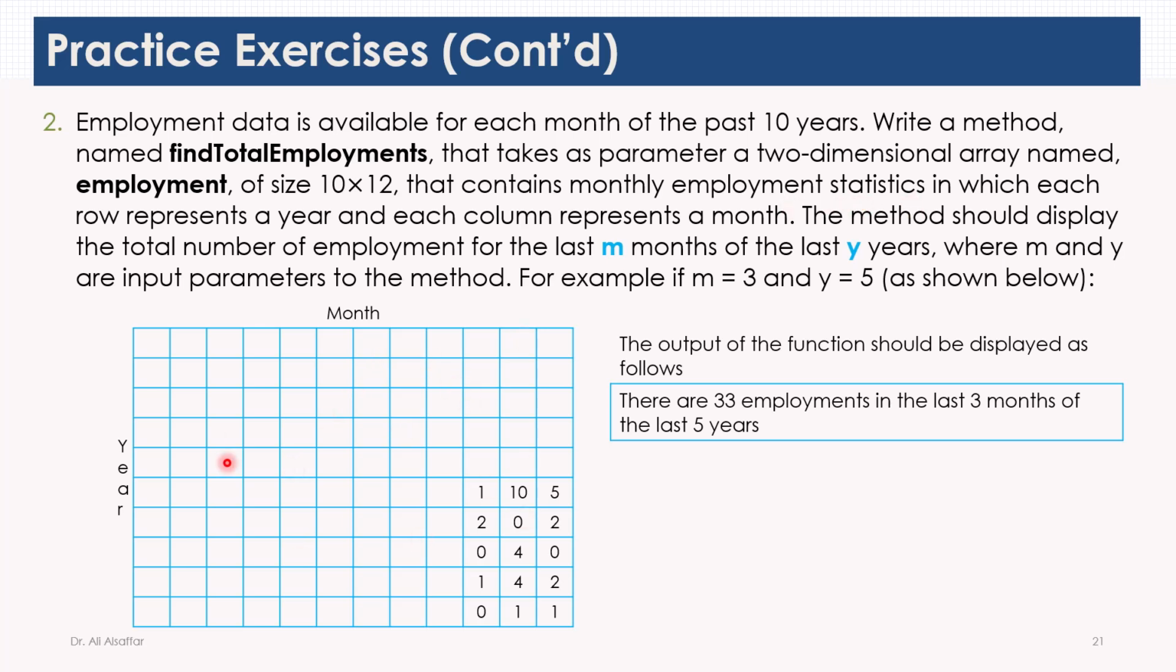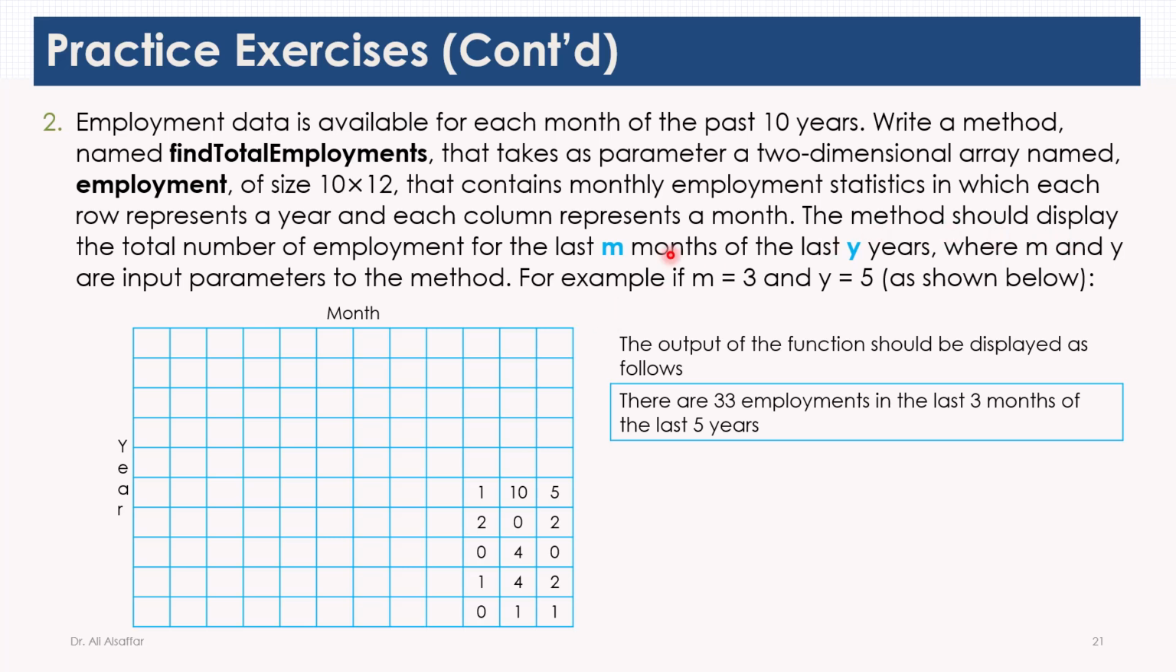So that means inside we have a number of employments, which is called employment data. So inside the array, we have statistics about employment for certain years and certain months. It says each row represents a year and each column represents a month. So now we know what this two-dimensional array represents. It represents employment data, employment statistics for the last 10 years for 12 months.